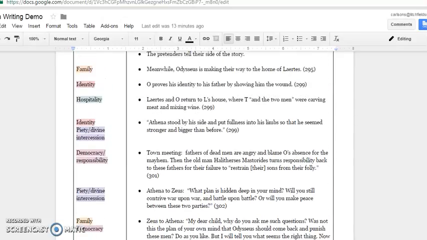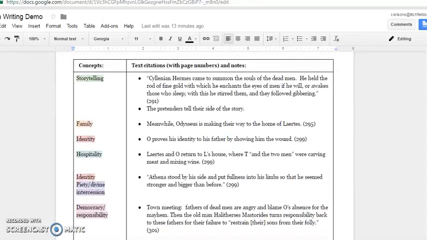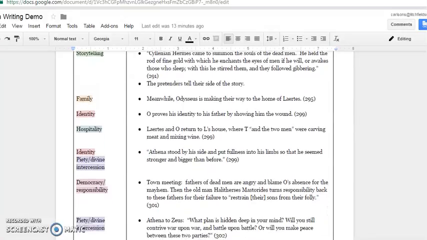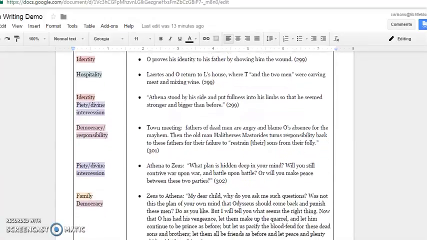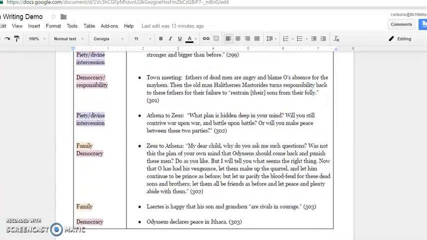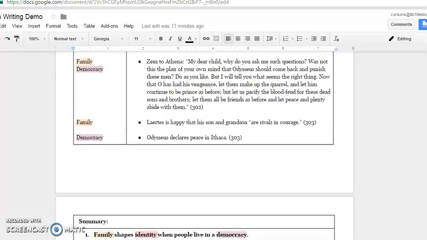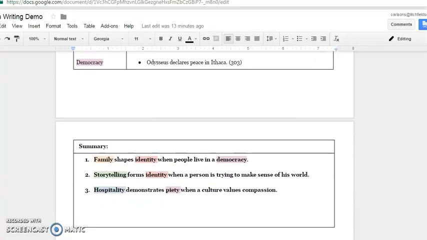So what I've done here is I've just noted what concept seems to be at work in the text citations. And if you read this copy of my notes, you'll see that not everything is a text citation. Sometimes I'm just making an observation or a summary statement about the events in the book. All right, and I've color-coded the concepts so that you'll see how they come together in these summary claims.